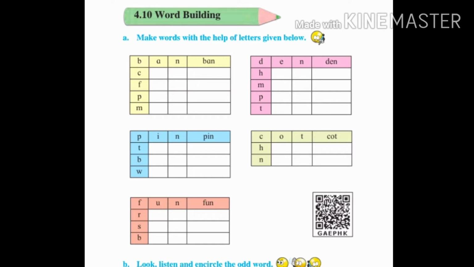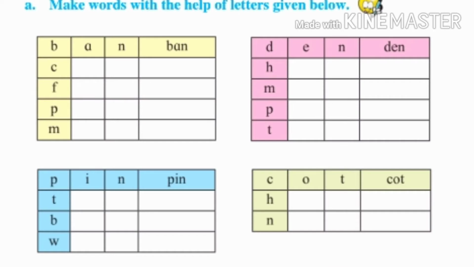Here in this topic 5 boxes are given and in every box there are some letters given and we have to make words with the help of these letters. In every box one example is already done for us. We start from the first box. You can see one example is already done for us. BAN, ban. Here AN, these two letters are used after B and this word ban is made.